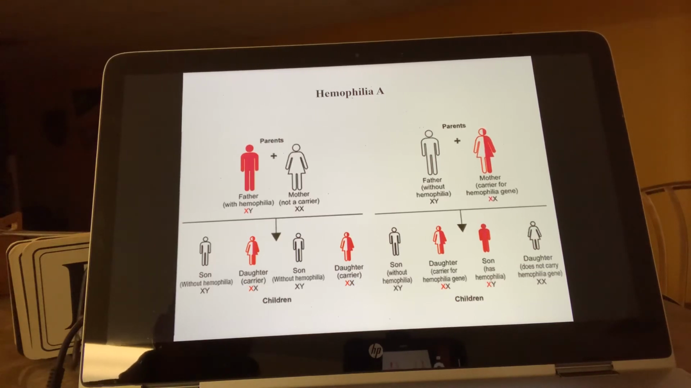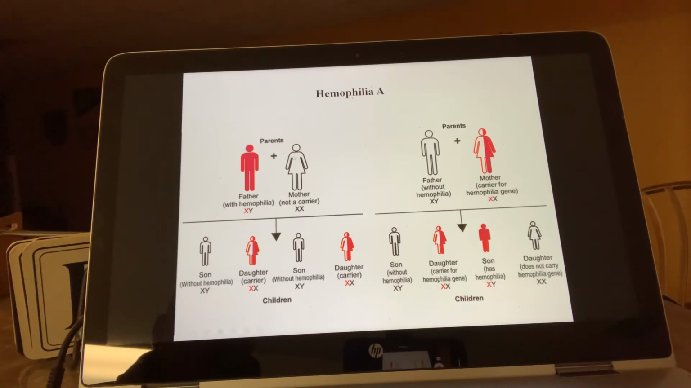This is a diagram showing a couple of examples. This first example over here shows a father who's hemophiliac. He has the disease that's shown in red, and his other allele is a Y allele. So he is a hemophiliac. He has a bleeding disorder.